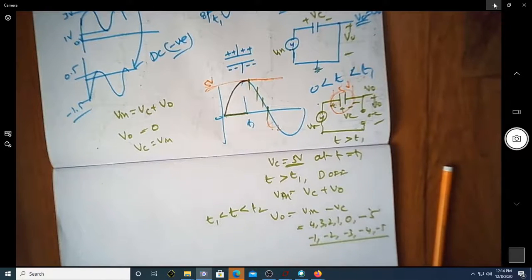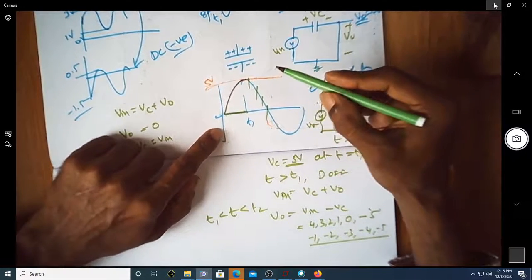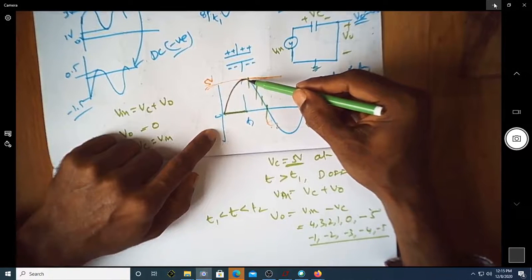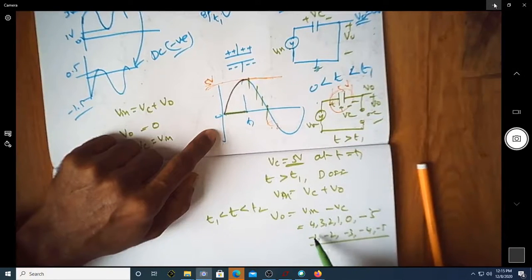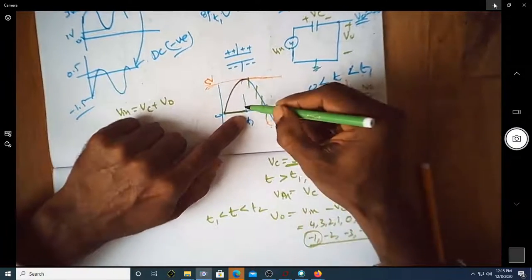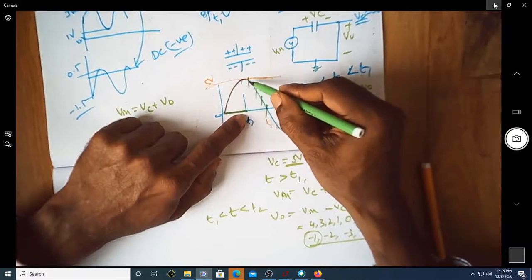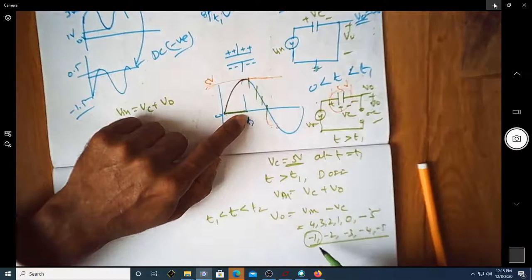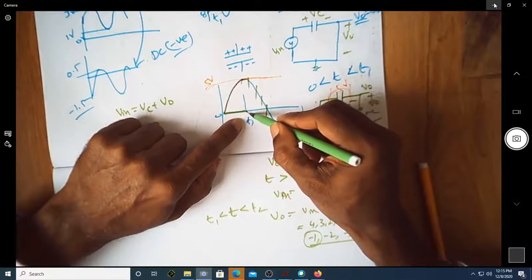What I'm saying is, if the input voltage is 4 volt, what is the output voltage? It is minus 1. When the input voltage was at 5, the output voltage was 0. So when the input voltage goes to 4, output is minus 1. You can see output is minus 1.